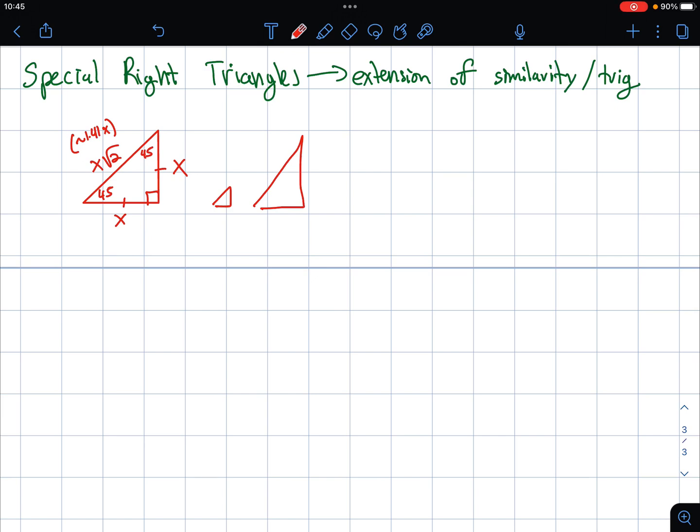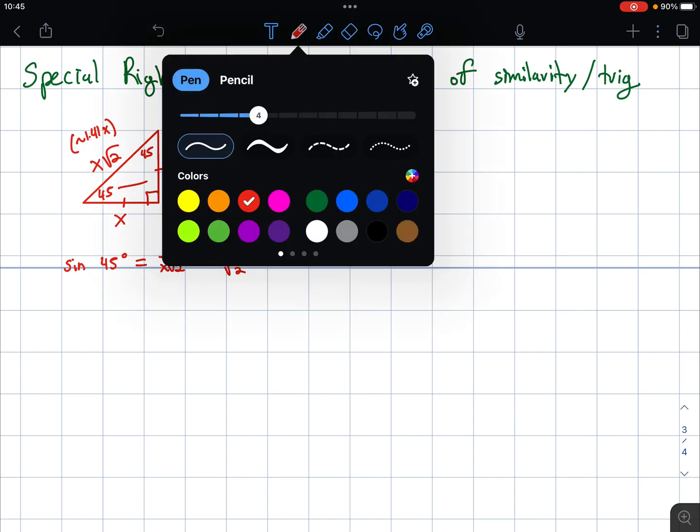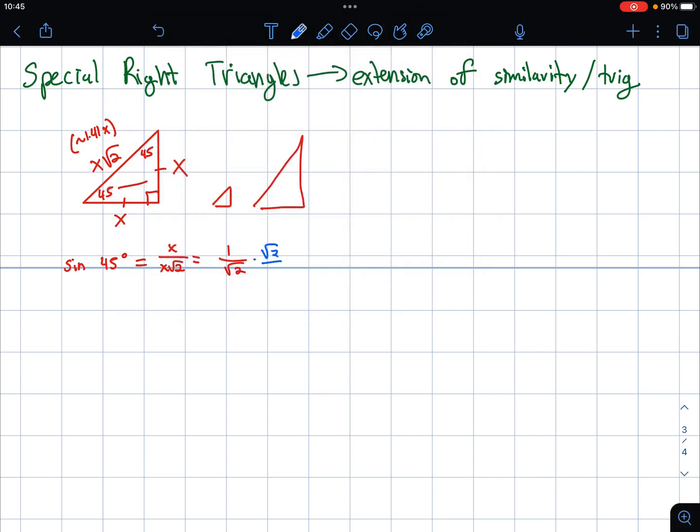And so if we think about the ratios, if I wanted to do, say, sine of 45 degrees, well, that would be the ratio of the opposite to the hypotenuse, so x over x root 2, which is equal to 1 over root 2. Oftentimes we choose to rationalize our denominators, so I could multiply by root 2 over root 2, giving me in the numerator just square root 2, and in the denominator root 2 times root 2, which is 2.